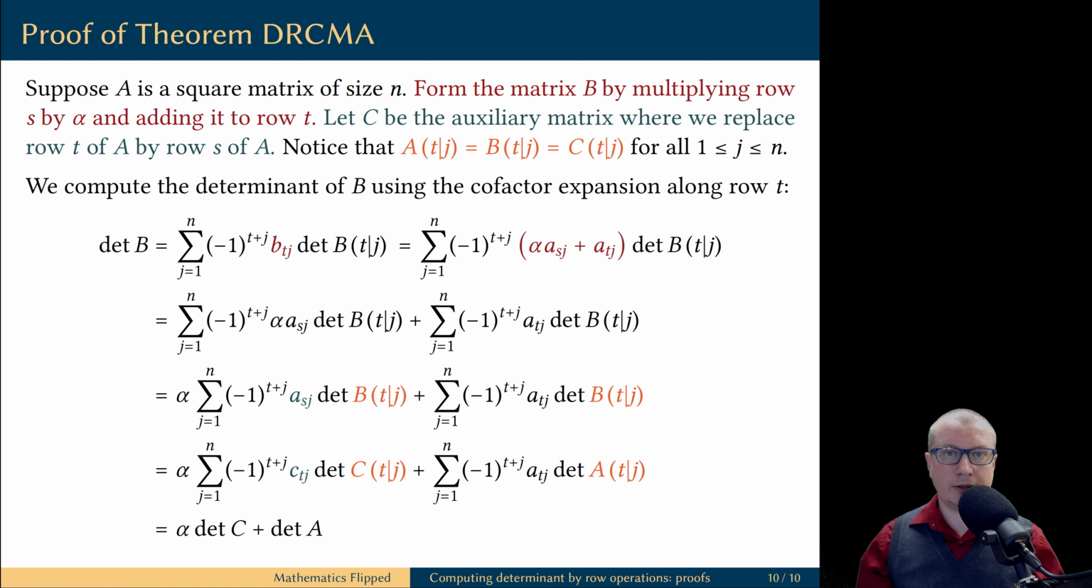But this is not quite what we wanted to prove. We wanted to show that determinant of B is equal to the determinant of A. However, the determinant of the matrix C is equal to 0. Do you see why? It's because this matrix has two identical rows. Row S and row T of matrix C are equal to each other. And in the previous theorem, we proved that any matrix with two identical rows has 0 determinant. Now, the same result also applies to columns by taking the transpose of the matrix.